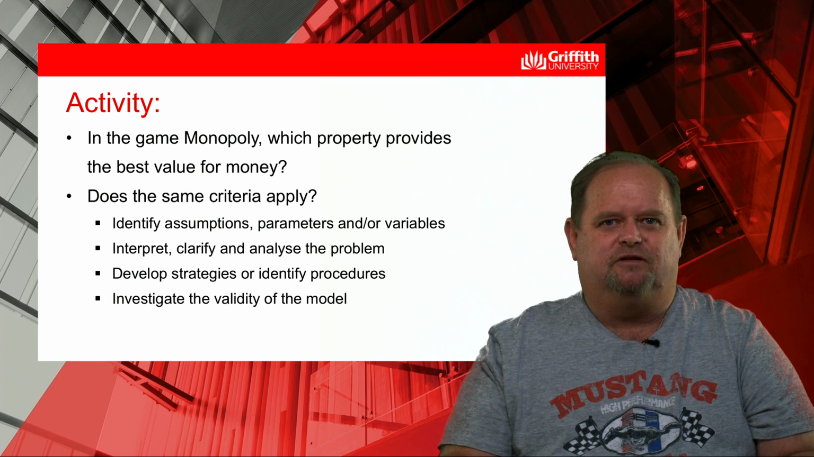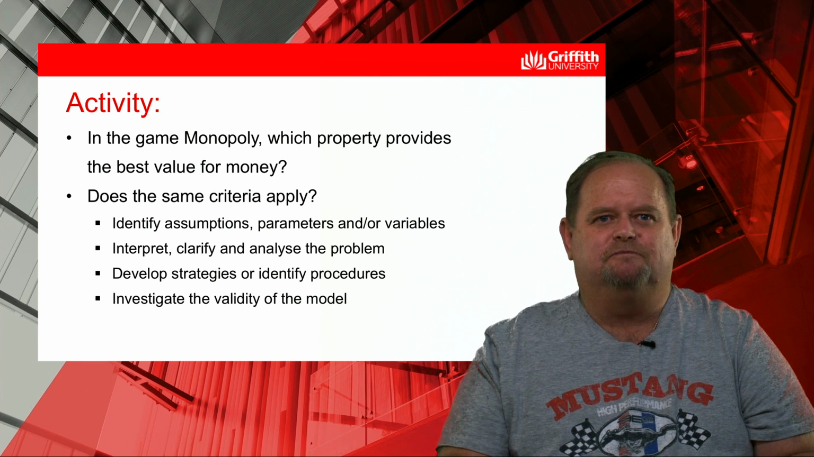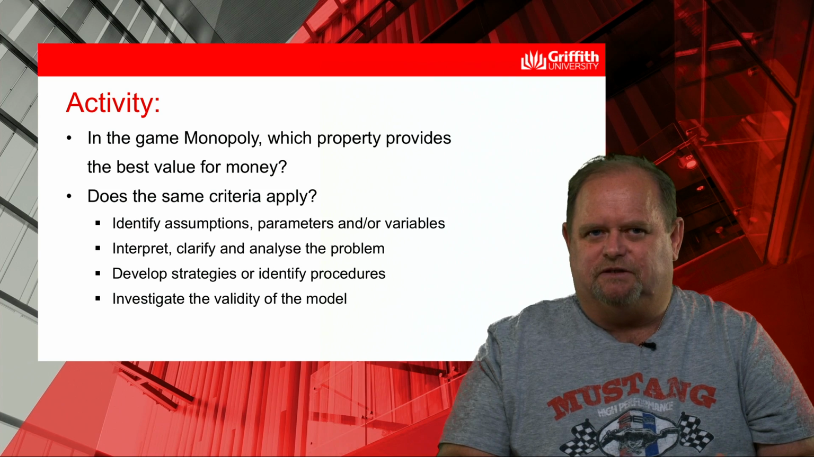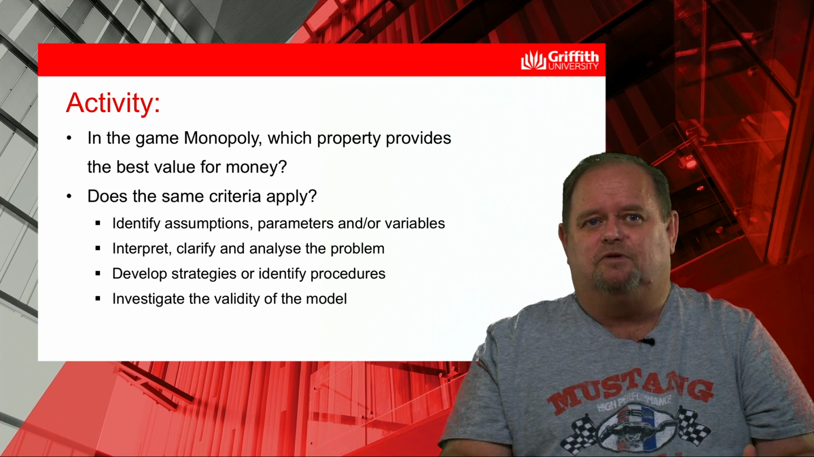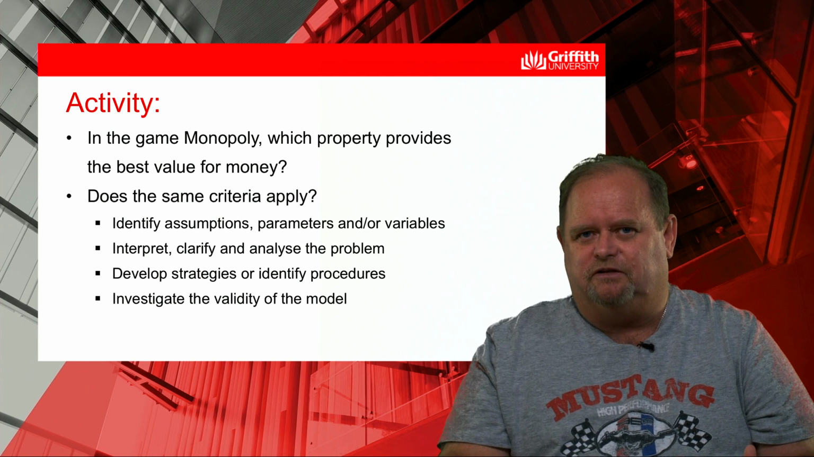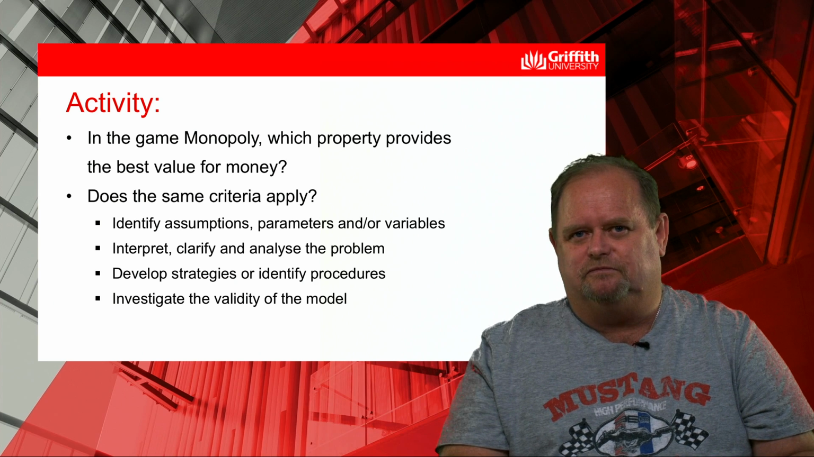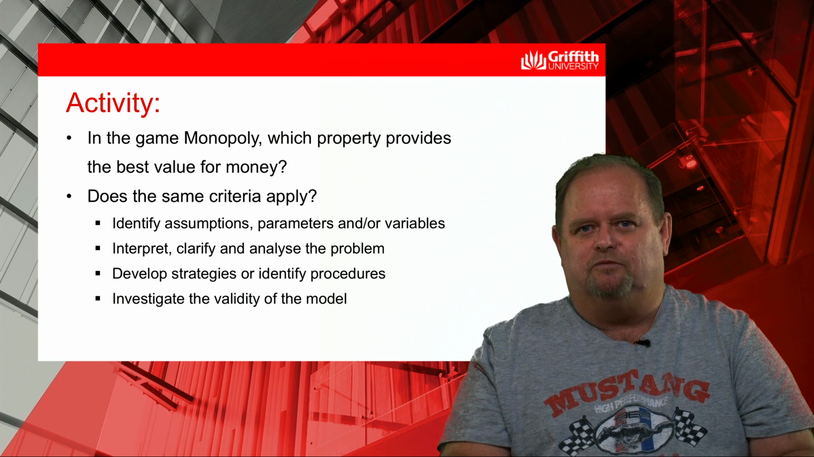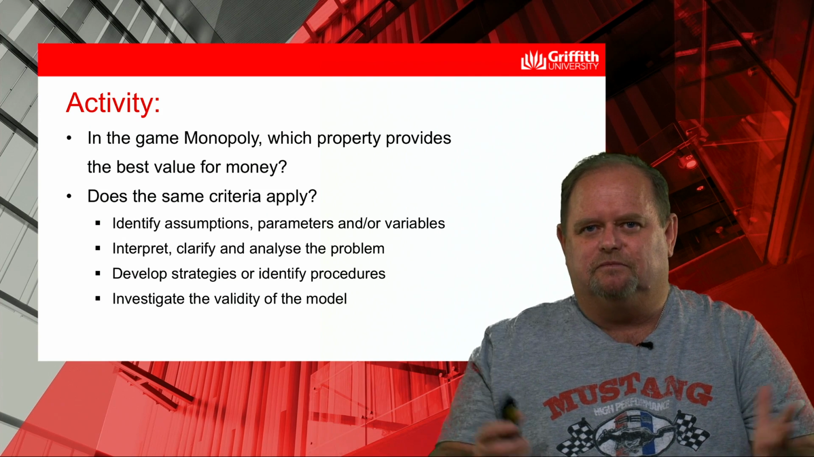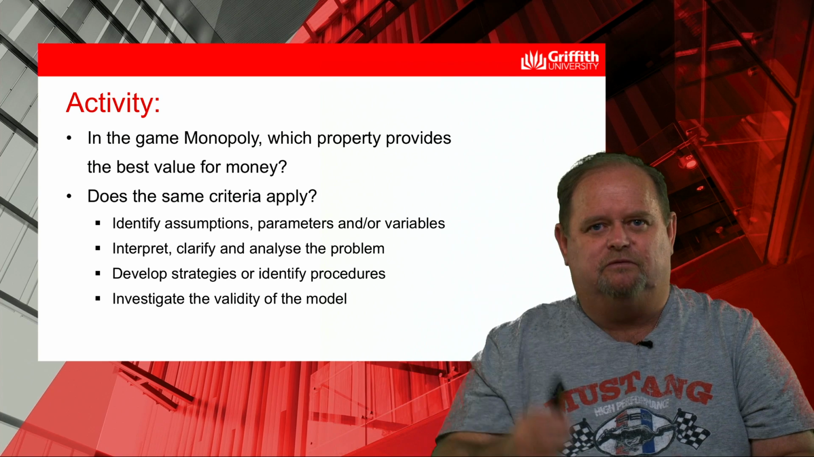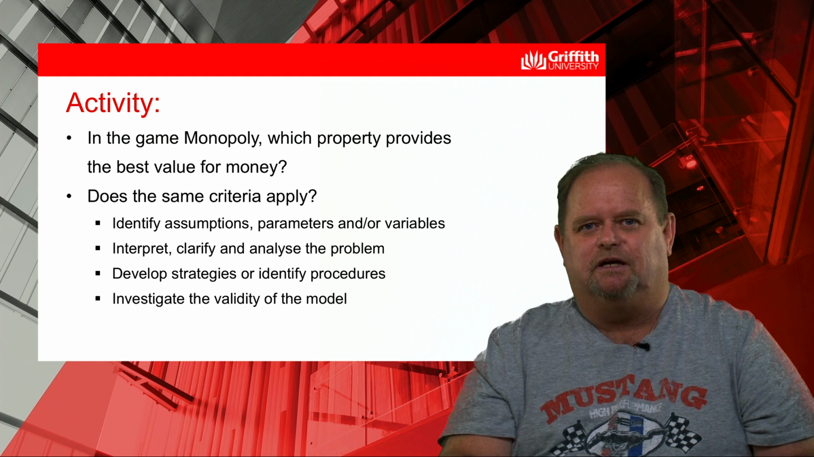And this question here, I think, is a really good question for Maths A and Maths B kiddies. But again, you look at identifying assumptions, parameters. What are the variables? What do we mean by best value for money? How do I identify what the variables are? A bit of a clue here, number of steps from Go, and what the value of that property might be worth. Kids would ask the question, do I include railway stations and utilities? But again, they're really good questions that you want to answer.